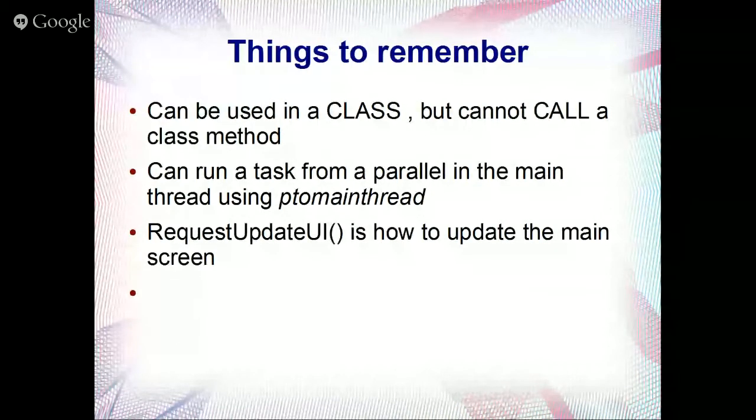So basically, what I've done is taken the CCS management classes, and I've added 2 additional methods in there. One is to execute this as a thread, and the other one is to actually go fetch additional records that was in there. You can run a task in your main thread. So you can do the execute main thread, and you use the P2 main thread to do that, and then request update UI is how you update the main screen. Okay?